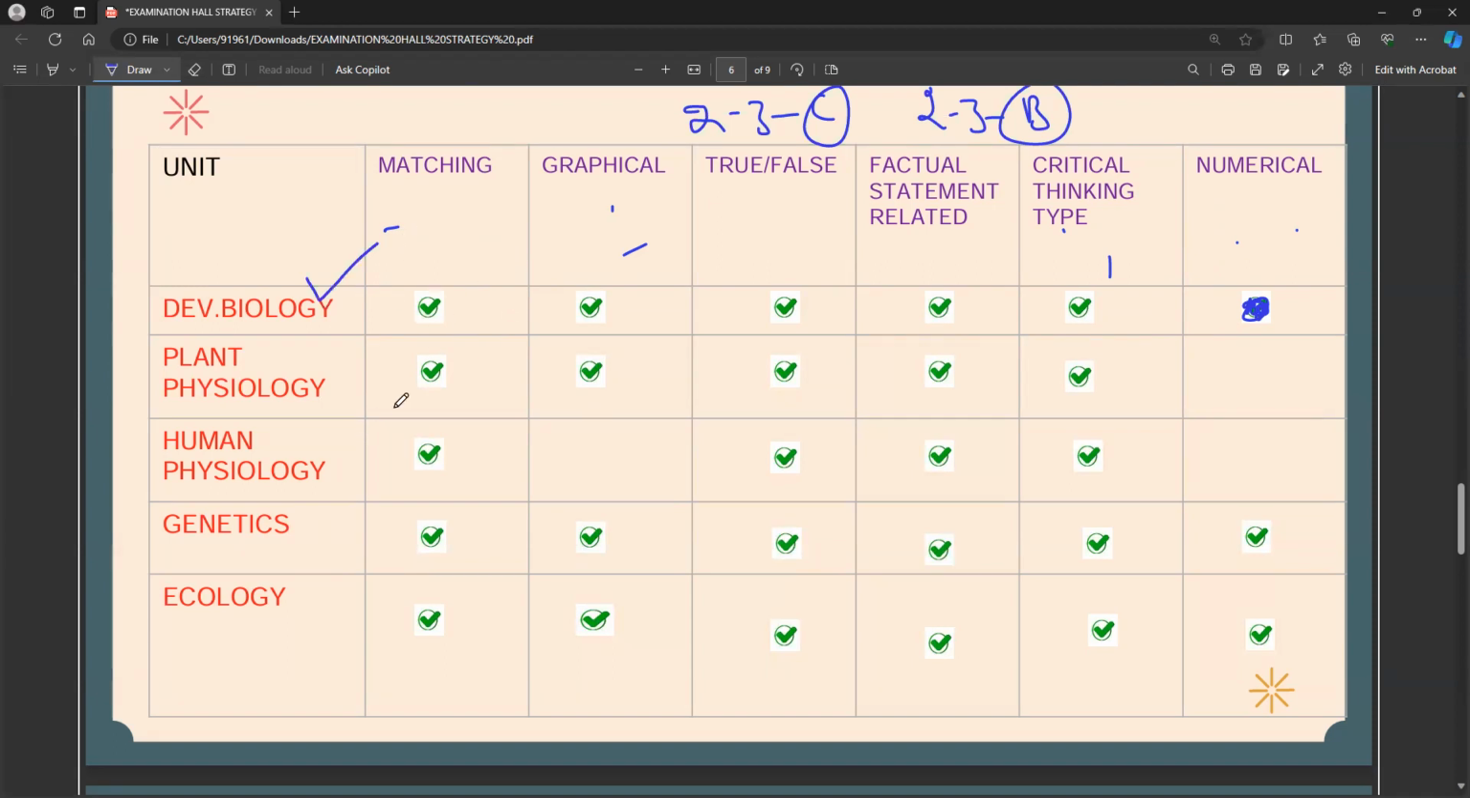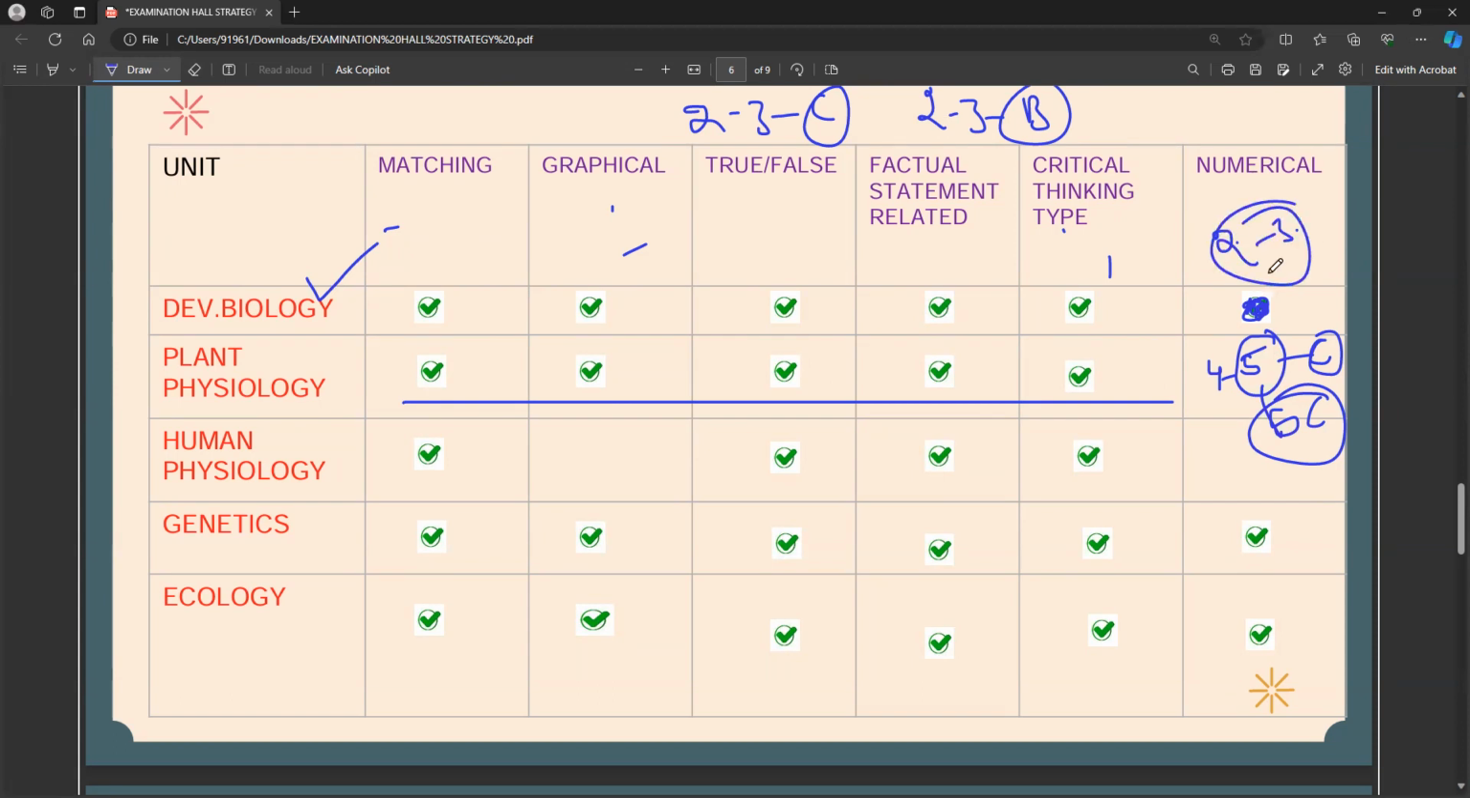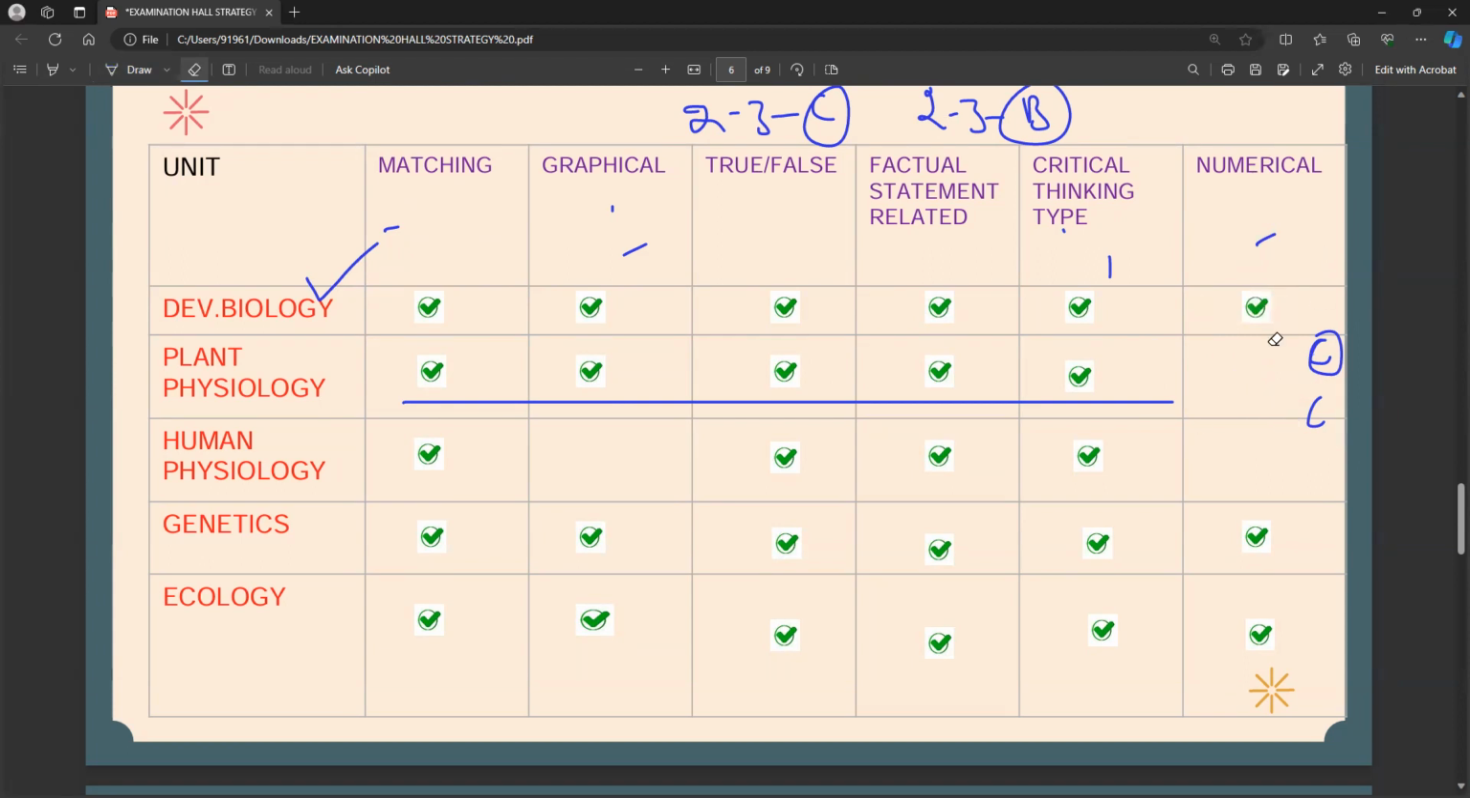Then again, plant physiology is also a chapter exactly like developmental biology. There is no point of bias here. If you look into the 2023 paper, in the morning shift you got 5 part C, and in the evening shift also you got 5 part C. Then imagine, in one paper, one chapter only, 10 questions are coming, and I am talking only about part C. If you look at part B, minimum 2, maximum 3. Hence, this is also one of the chapters that no one should leave under any circumstances.